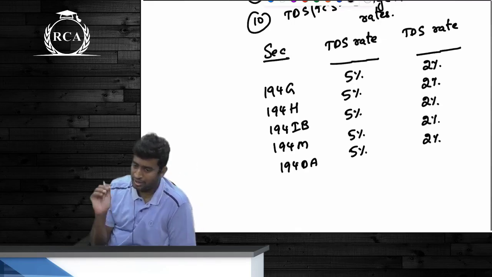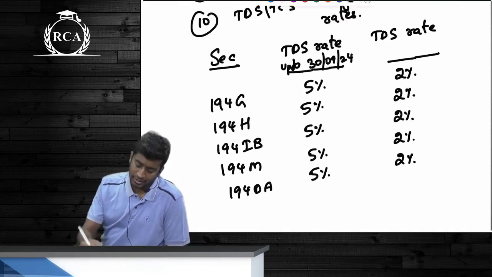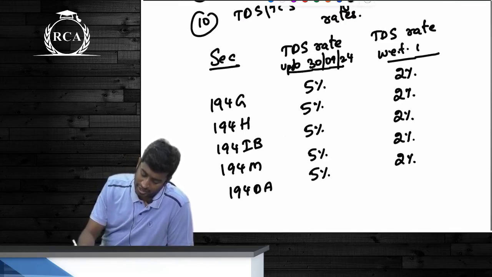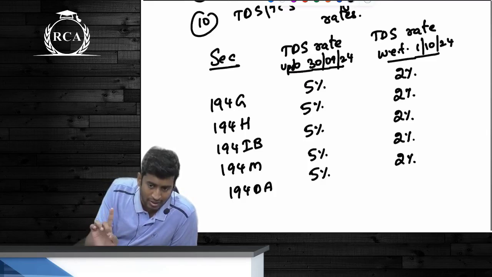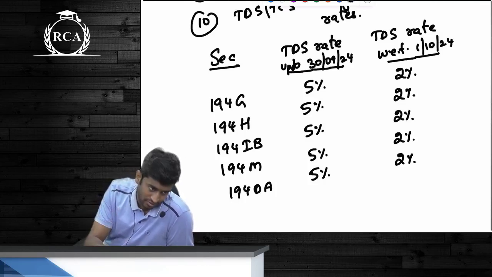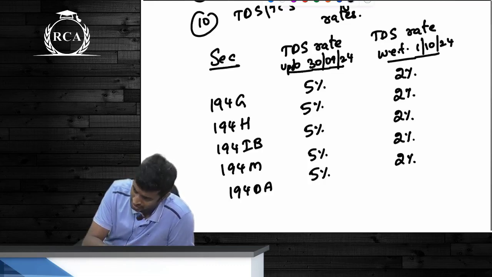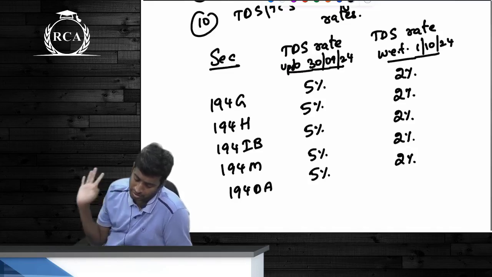But remember the difference. This rate is effective till a certain date, and this is effective from a certain date. So in the exam, if he gives any of these section numbers, check the date. If it is July, you take 5%. If it is December, you take 2%. Be careful with the date. First 6 months it was 5%. The rest 6 months it became 2%. Please remember that. Make a note.